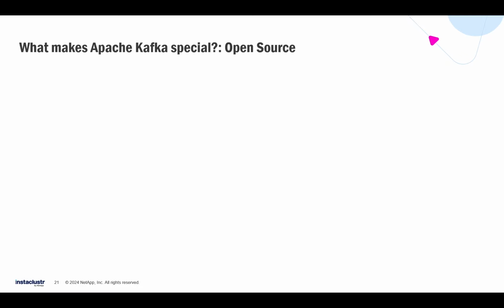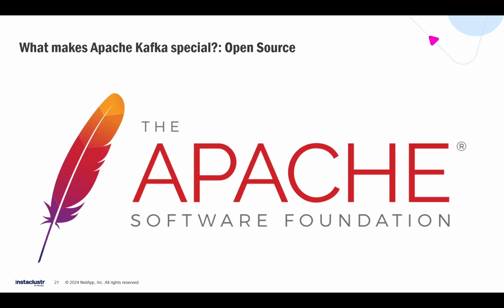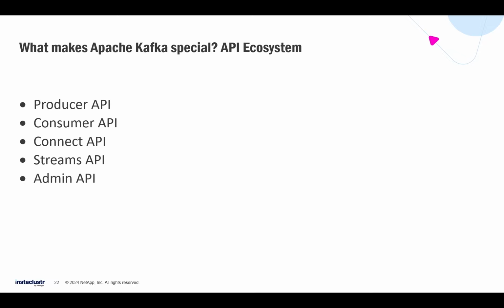Kafka is open sourced under the Apache Software License version 2.0. It is a major project in the Apache ecosystem and has a lot of community support for issues and updates. The API ecosystem for Kafka is a major differentiator. There are many APIs you can utilize in order to get events, streams, transform data, and more.